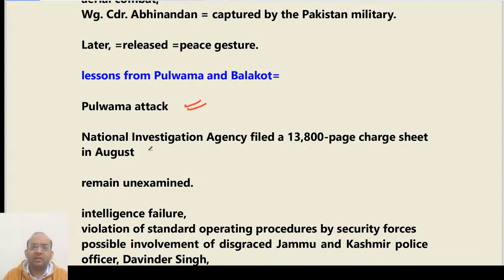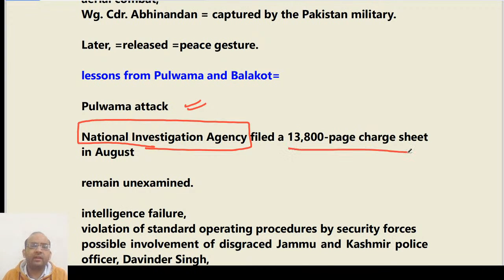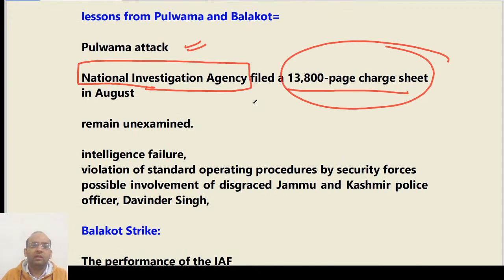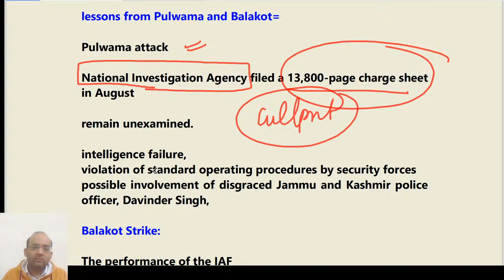On the Pulwama attack, the National Investigation Agency, which is specifically meant for investigating terrorist cases, has filed a 13,800 page charge sheet. But in this charge sheet, no one has been put on trial. The culprits are still beyond the law. What I mean is, the noose of the law has still not tightened on them. They are still outside the reach of the law. The culprits are still freely roaming in society.